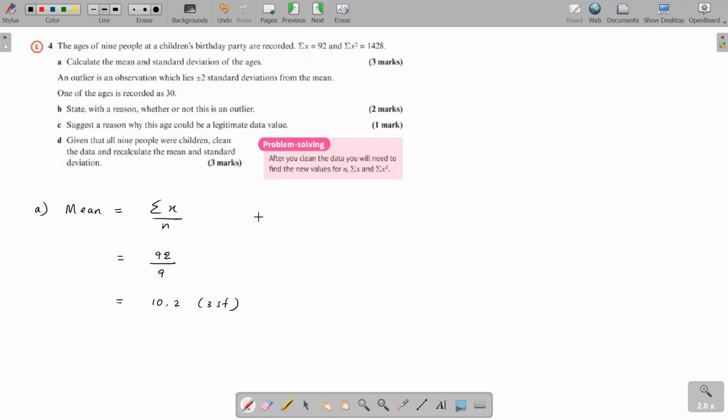Okay, and then let's get the standard deviation. How do you get the standard deviation? What was the rule? Again, you need to remember the rules you have done in chapter 2. In chapter 2, the standard deviation rule was sigma x square over n minus sigma x over n, whole thing squared. So this is the variance. To make it standard deviation, you have to root it.